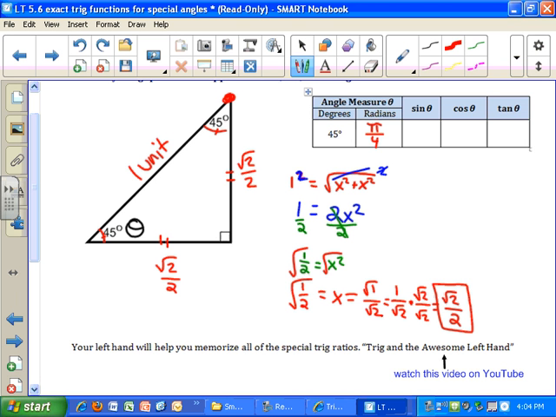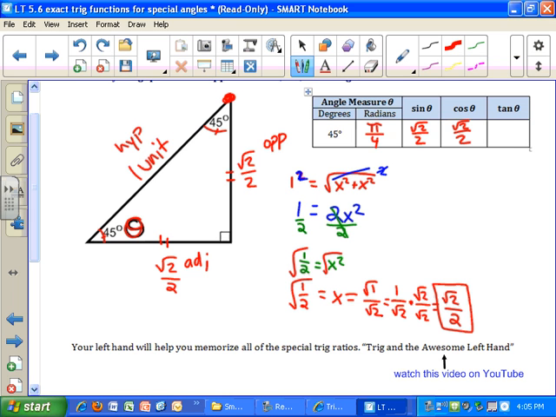And now for sine, cosine, and tangent, sine of this angle being the opposite over the hypotenuse. Opposite over hypotenuse is just going to be square root of 2 over 2. Cosine is the same value. Because those two sides are the same length, my x value and my y value are the same. So we get square root of 2 over 2 over 1, doesn't change it.